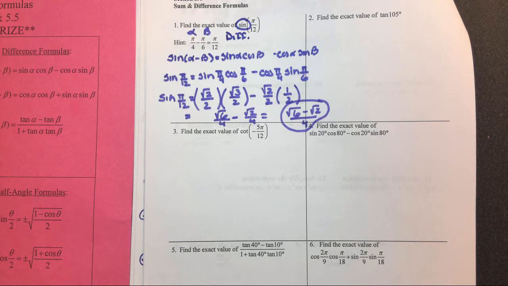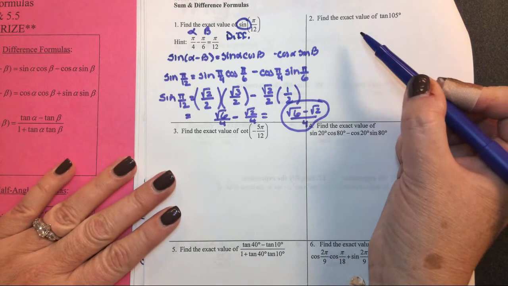Okay, so the idea is you pick the formula. Once you find the pair of angles you add or subtract together, then you know whether you're going to use your sum or difference. If I add 2 angles, I'll go to my sum. If I subtract, then I'm using the difference. All right, let's take a look at number 2.